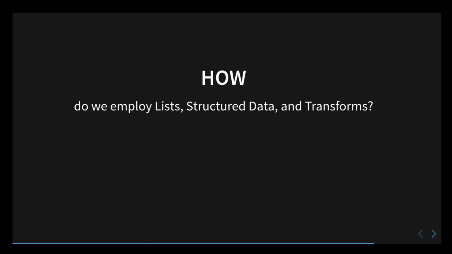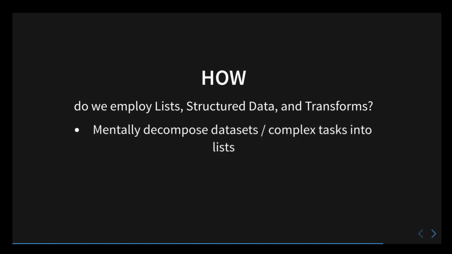How do we employ lists, structured data, and transforms? As software engineers, we're already familiar with the idea of decomposition. And typically, when we talk about decomposition, we're talking about breaking complex tasks into simpler tasks. But we can apply that same mental discipline to our data. If we can have complex structured data, then we can have relatively simple code that acts on that structured data. Turn lists into records or instruction sets. That's more or less self-explanatory.